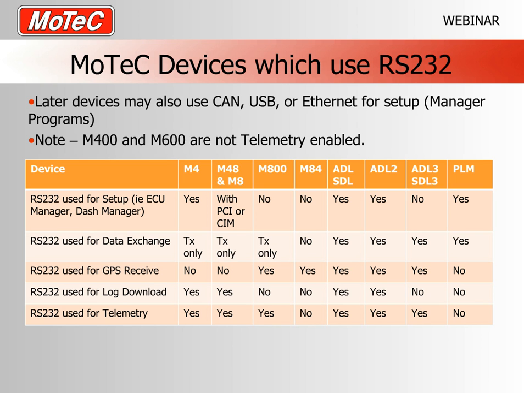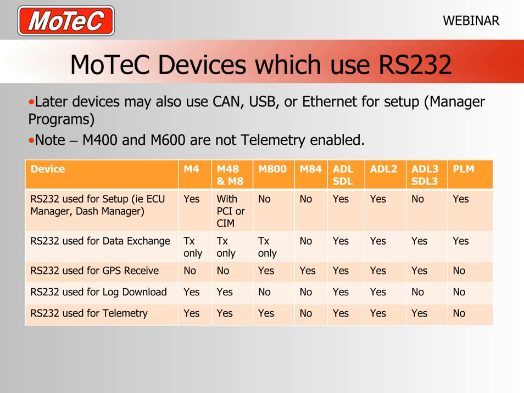So we still support that, and it's an added feature in some of our later ACUs where you can get direct GPS receive. Okay, so again, there are a number of things that RS232 might be used for in an interaction between either a PC and a MoTeC device, or between two different MoTeC devices.